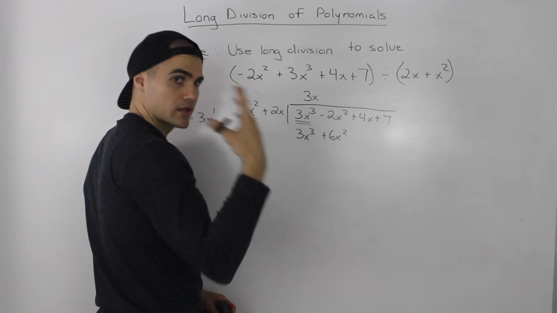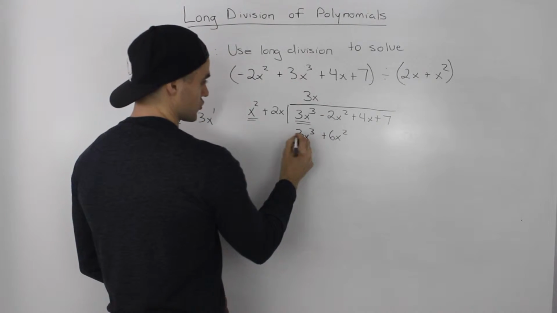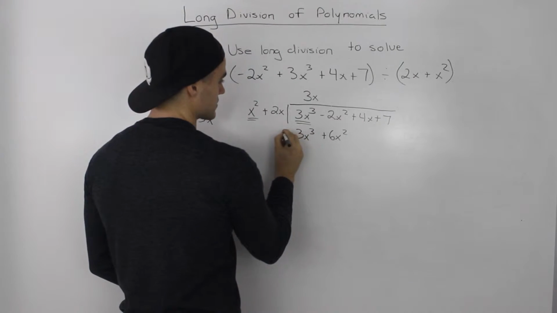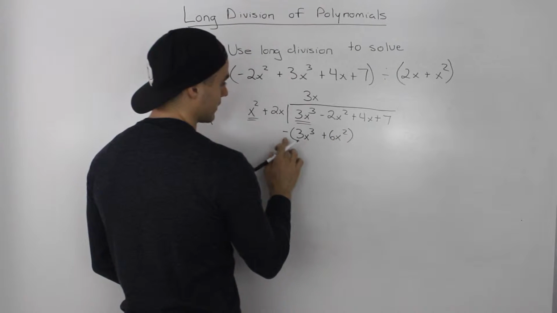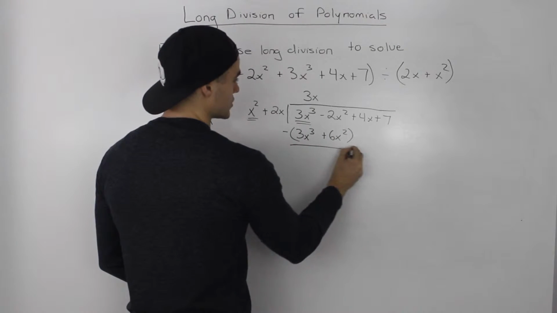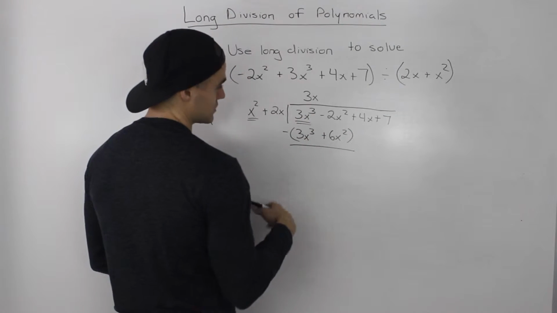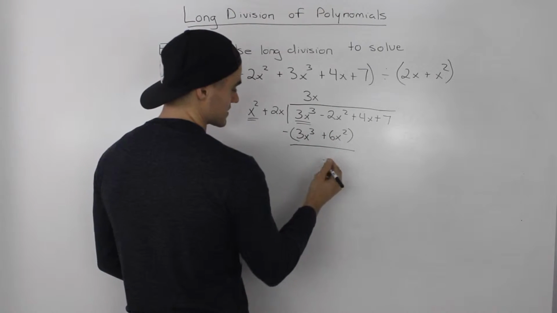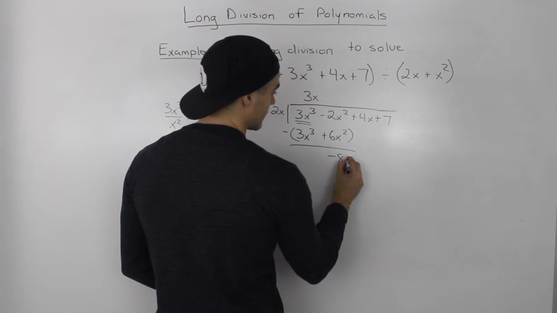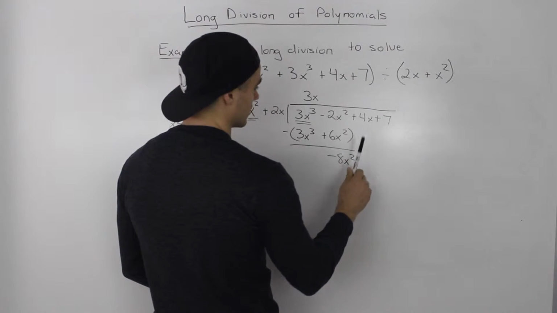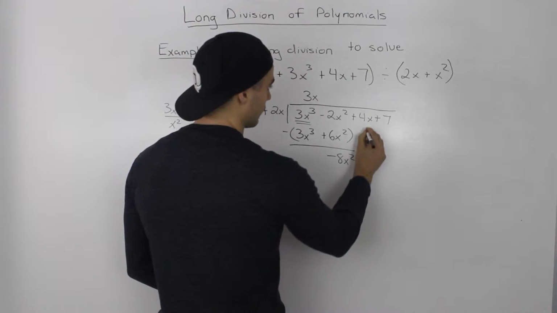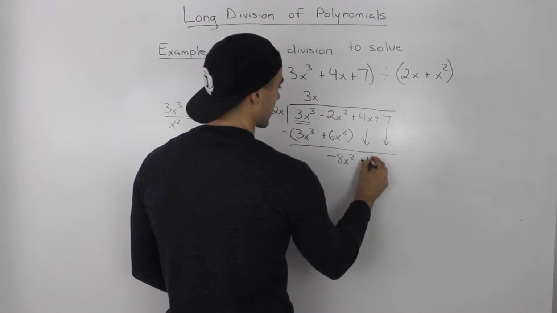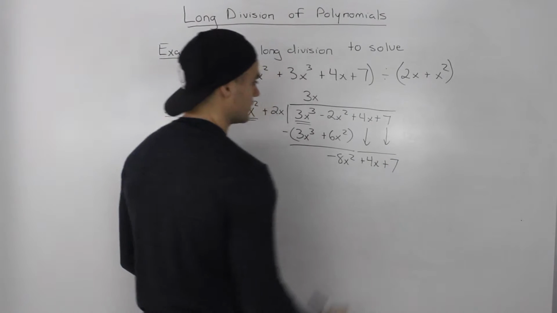And now, as we've been doing in the examples before, we subtract this term from the dividend. So I like to put a bracket here and a negative sign. So 3x cubed minus 3x cubed is just 0. Negative 2x squared minus positive 6x squared ends up giving us negative 8x squared. And then bring down the 4x and the 7, so that ends up being plus 4x plus 7.